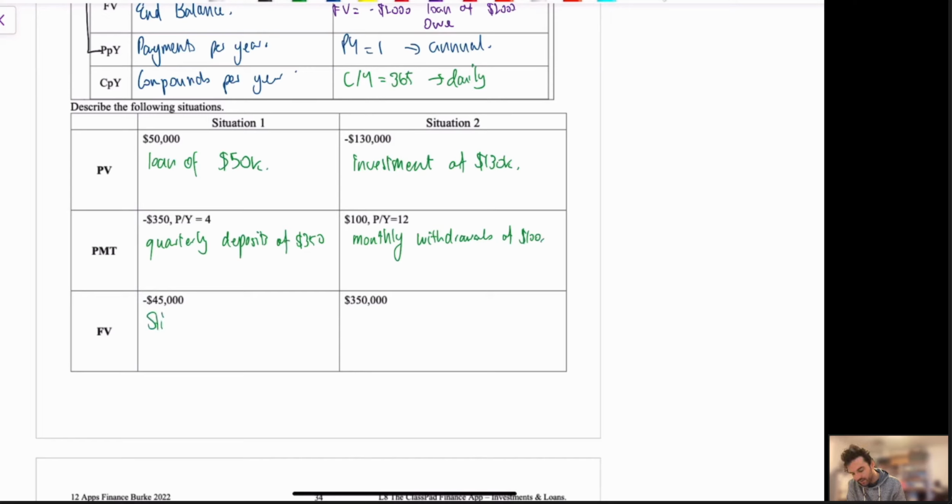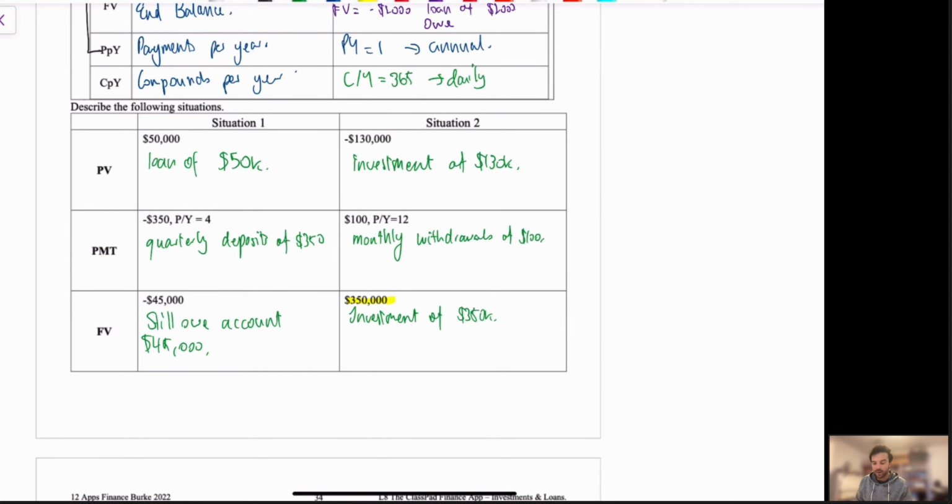Last one, FV is negative $45,000. That means, unfortunately, you still owe this account, i.e. maybe the bank, $45K. Now the next one, that means you have an investment of $350K. So you could withdraw that into your pocket if you so wish. So this is definitely a better place to be if you have positive $350,000.